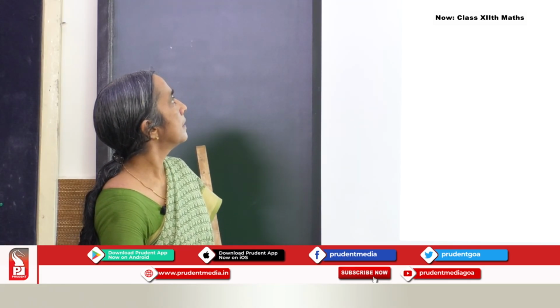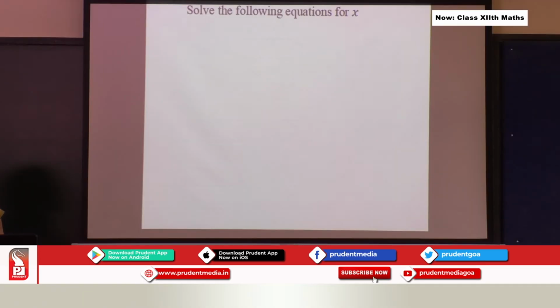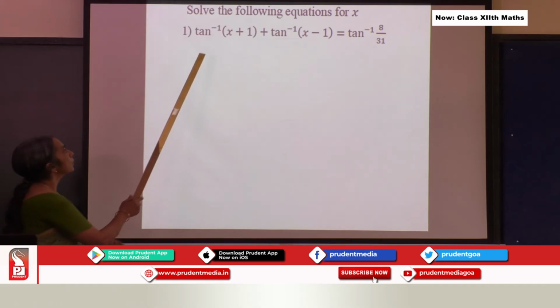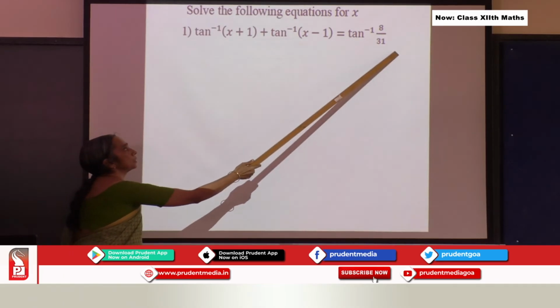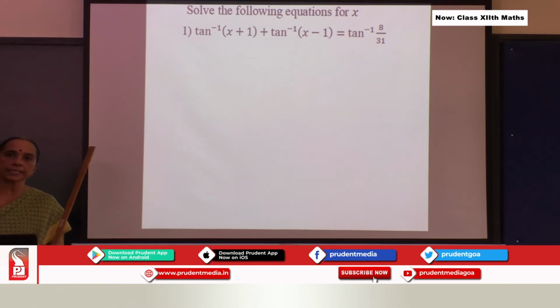Now, next problem, solving the equation for x. Solving an equation for x means finding the value of x. An inverse trigonometric equation is given, and you have to find the value of x. It's not proving this equal to this. This is given to you. This is an equation in x. You have to find the value of x.